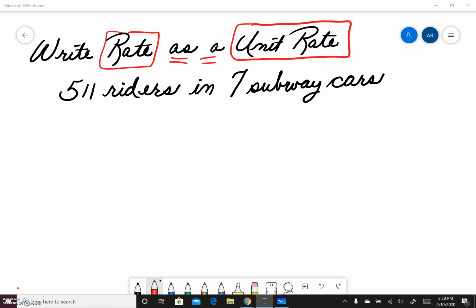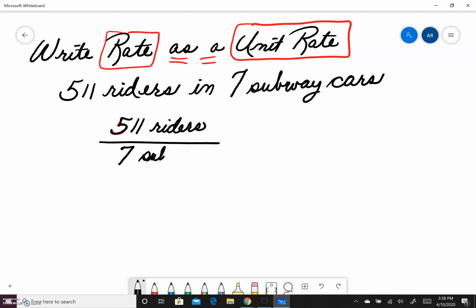Now, a special type of ratio is a rate. And we have this problem, right? Write the rate as a unit rate. And rates are used to compare different kinds of quantities, like you see here with 511 riders and 7 subway cars. So let's write that, 511 riders to 7 subway cars.